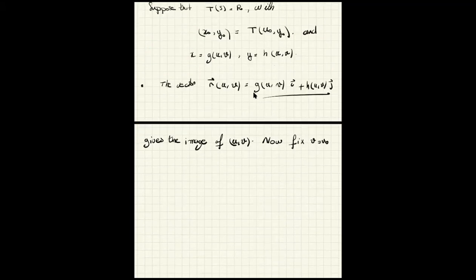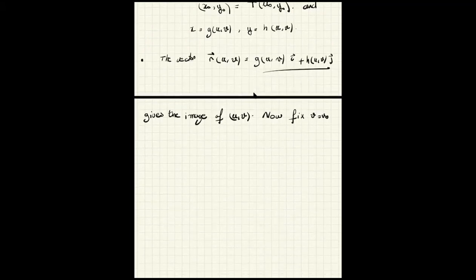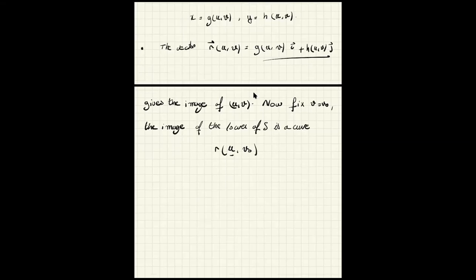So when v0 is fixed, now the image of the lower side of S is a curve, right? Is a curve given by r(u, v0). Is a curve parameterized by the parameter u, okay? So now you are familiar with curves, I suppose.